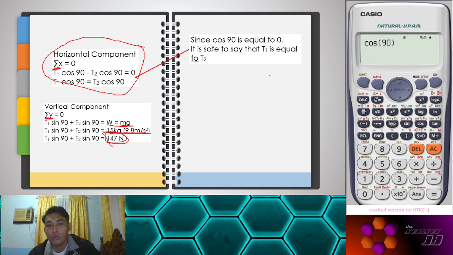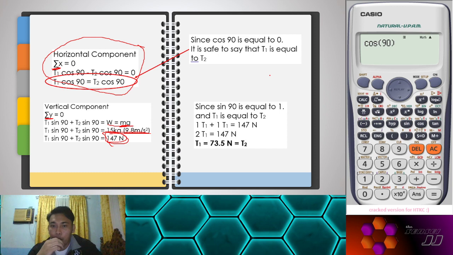Okay, so if it is equal to T2, then we can safely assume that we can replace our T2 with T1 also. Meaning we have here T1 plus T1, which is equivalent to 147. So combining those two, we will have 2 T1 equivalent to 147. Using division, we divide both sides by 2, we can cancel out 2, which is T1 is equivalent to 147 over 2, and T1 will be equivalent to 73.5 Newton. If T1 is equivalent to T2, then T2 also has the same value.